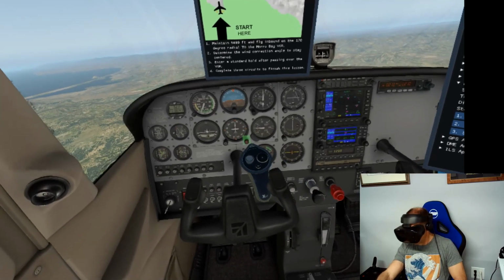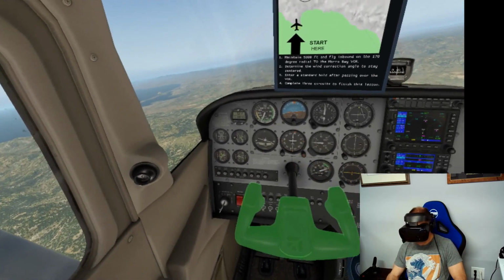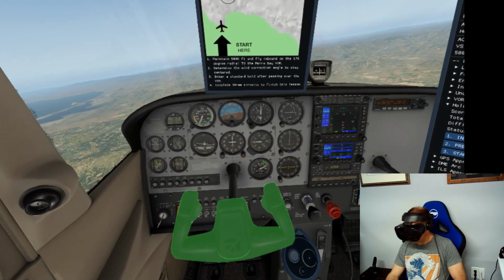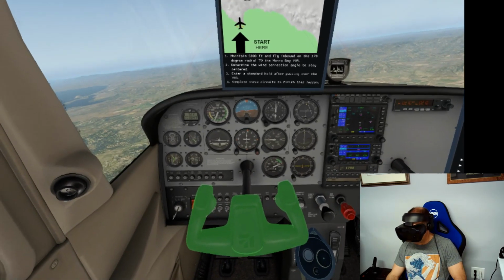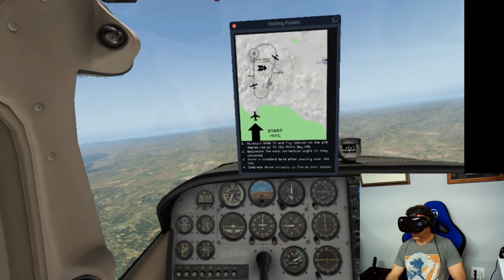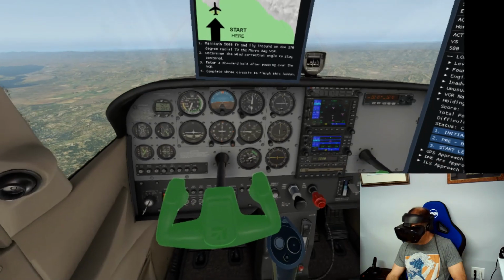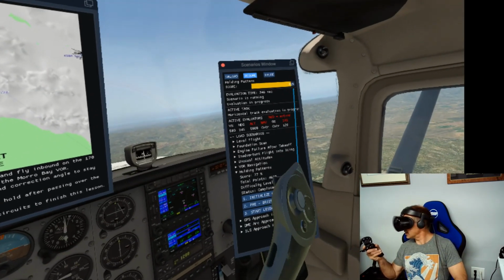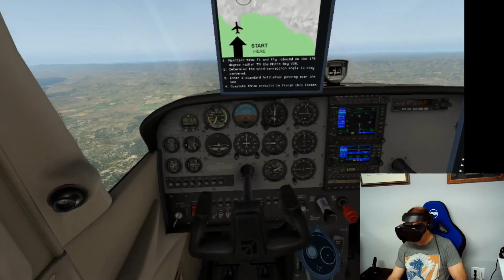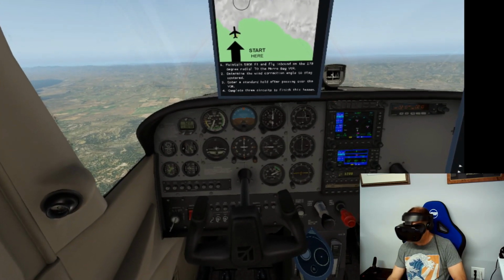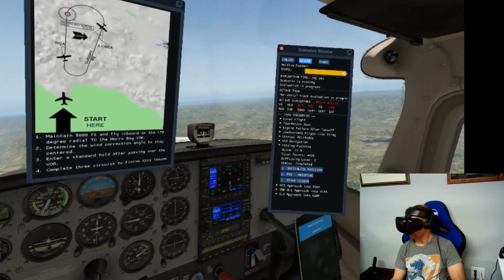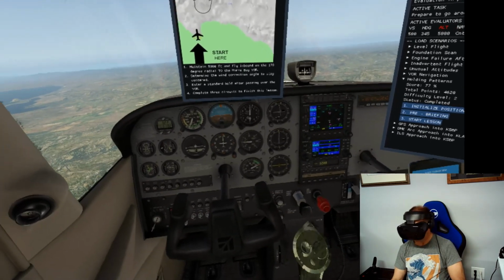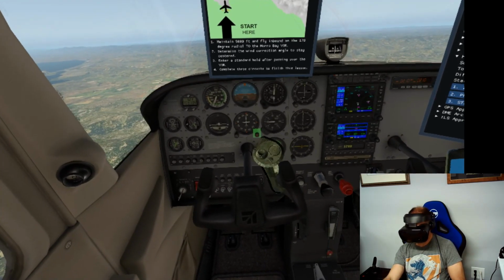Check your position. You are off course. So I didn't get that CDI centered up like I should. Now it's starting to track from my course. Prepare to go around the hold a second time.